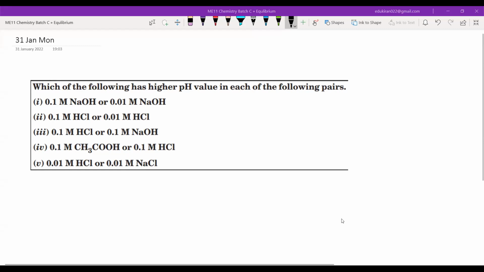Yes, Hishma, Matthew, Samira, tell me, guys, for the first question, which will have higher pH, 1 molar NaOH or 0.01 molar NaOH? 0.1, yeah, okay, fine. So the 0.1 molar will have higher pH value than 0.01 molar of NaOH. What about in the second case, which will have higher pH?